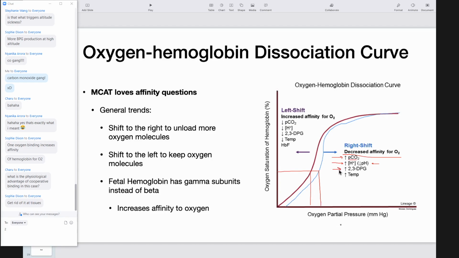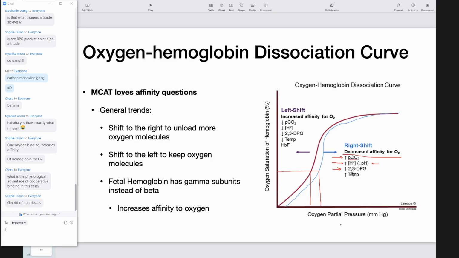Increase 2,3 diphosphoglycerate. This is taking a byproduct of glycolysis, 1,3 bisphosphoglycerate, and using an enzyme to turn it into 2,3 DPG. What this tells our hemoglobin is, hey, we're undergoing some metabolic process, some energy production. We are working. So it's going to tell the hemoglobin to kick off the O2. The 2,3 DPG binds to the hemoglobin and causes conformational changes to kick off the O2.